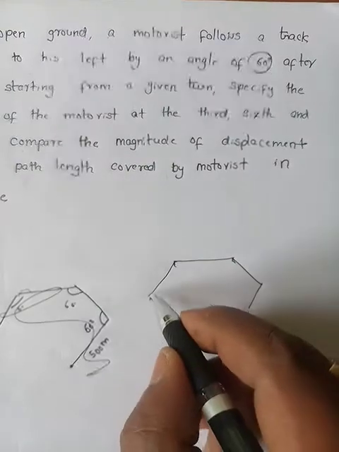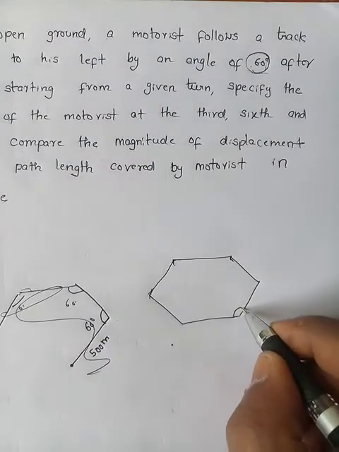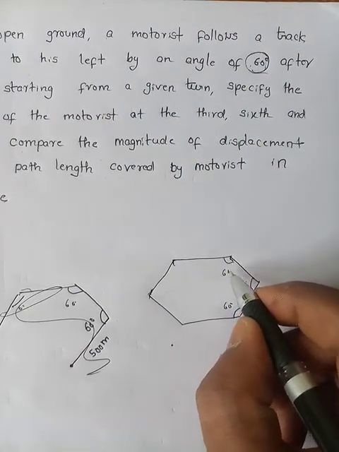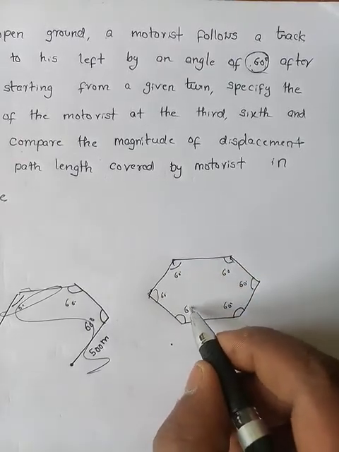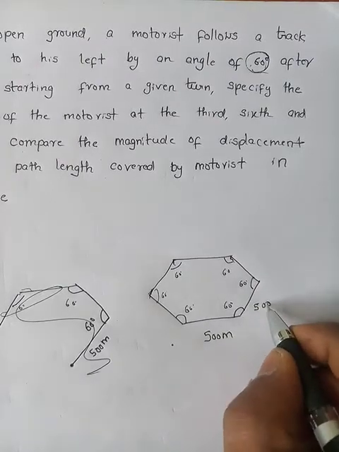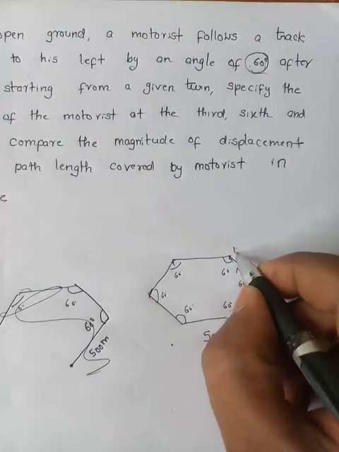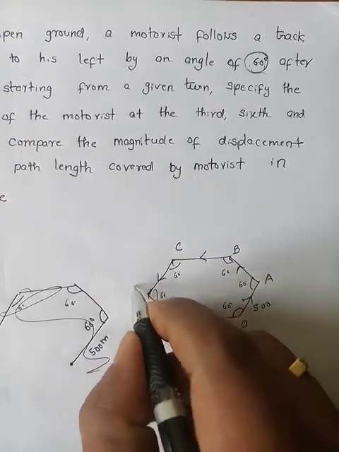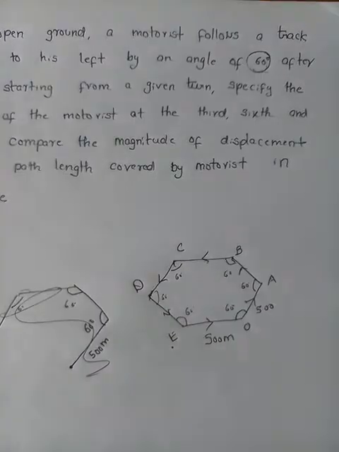See, because the total circular path is equal to 360 degrees, for each angle here it turns by 60 degrees. In all cases, 60 degrees. Each side is how much? 500 meters. Let us take this, started from O, reaches A, B, next C, D and E. Again comes to O, right?